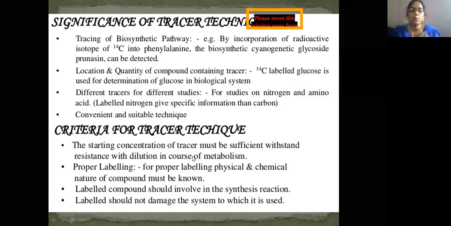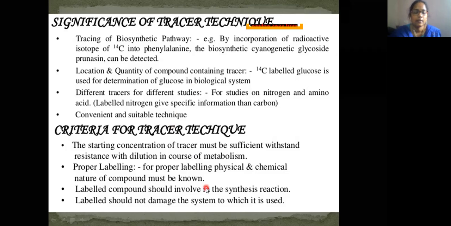Next, proper labeling. For proper labeling, the physical and chemical nature of the compound must be known. So it should be properly labeled. For this, first you have to study the compound which you want to label with the particular isotope. First study the physical and chemical nature of the compound and then go for the labeling. The labeling should be done properly.